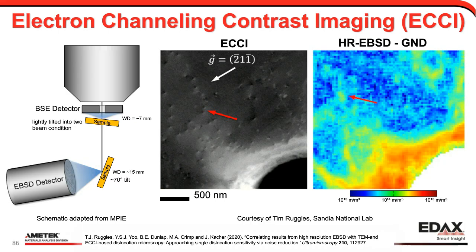And you can see that in the picture at left, and then once again, HREBSD on the right, trying to show GND densities. And you can see evidence for these. It isn't one-to-one all the time, but we are seeing similarities, especially as you start to count the dislocations and get an idea of the density.